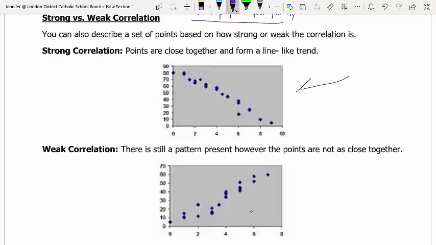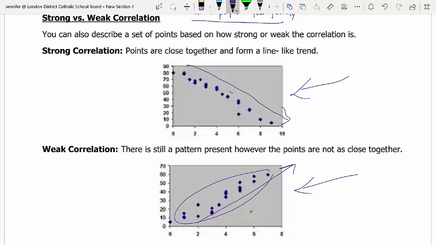You can see that in the strong correlation, it absolutely forms a nice line, a linear trend going down and to the right, so a negative correlation, but it's strong because all the points are very close together. In this one, it still shows positive correlation because it's going up and to the right, but it's a weak positive correlation because the points are a little bit more spaced out than they are in here.